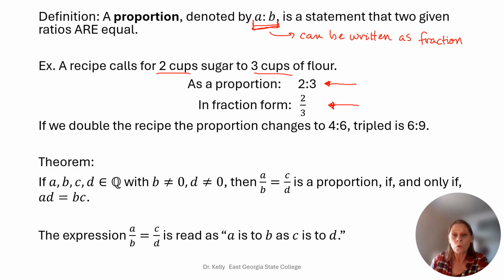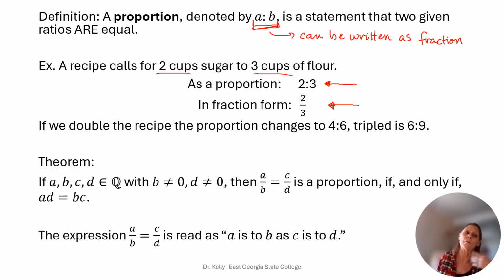Now, the proportion is a good way to describe the relationship between the 2 cups of sugar and the 3 cups of flour, because what if you wanted to double the recipe or triple the recipe or halve the recipe, right? The relationship of the quantities between the two would have to remain the same, so it'd be easy to figure that out.